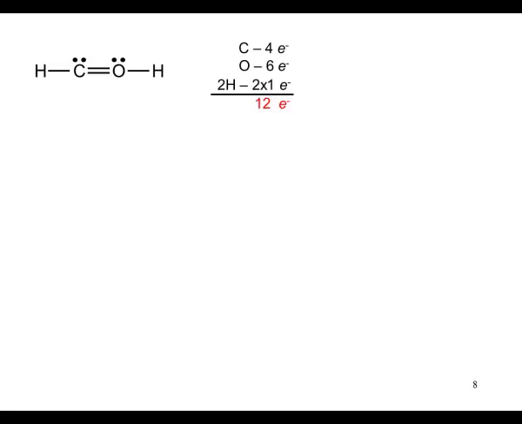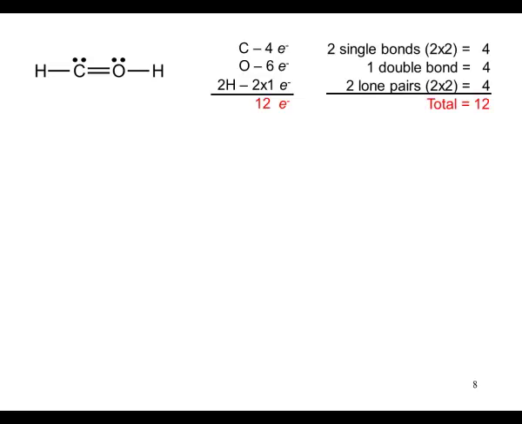The structure on the right has carbon with 4 valence electrons, oxygen with 6, and each hydrogen with 1, for a total of 12 electrons. There are 2 single bonds. Each single bond has 2 electrons. That's 4. 1 double bond, which is 4 electrons, and 2 lone pairs, another 4 electrons, a total of 12.